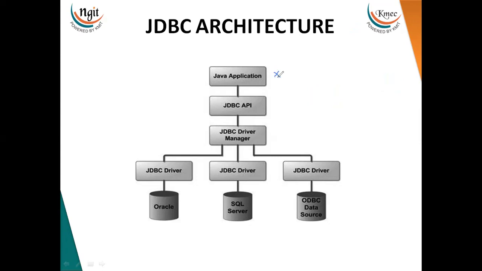Now, assume this is my application, and I want to connect to different databases. Here I'm taking the different databases as Oracle, MySQL, ODBC data sources, Sybase database, or MongoDB. You can assume any other database. Now, the Java application sends a request to the JDBC API. This JDBC API internally contains different classes and interfaces which are used to establish the connection. It will establish the connection, execute the query, get the response, and present the response to the user. All these operations are done by the JDBC API.